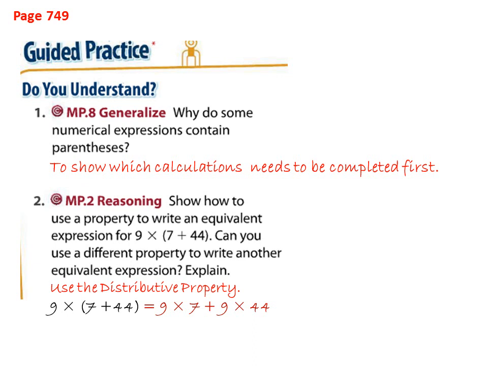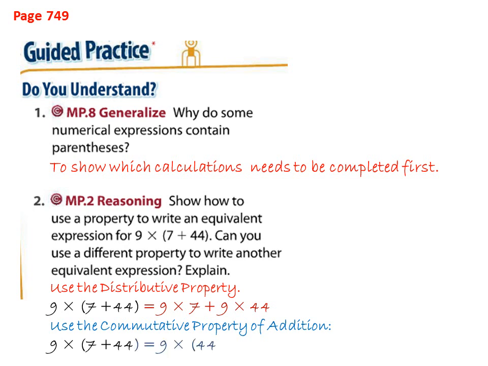How to do this another way? Sample answer: we can use the commutative property of addition. So we can use 44 plus 7 instead of 7 plus 44. So this expression equals 9 times the sum of 44 plus 7 instead of 7 plus 44. Of course, all of these expressions have the same answer.